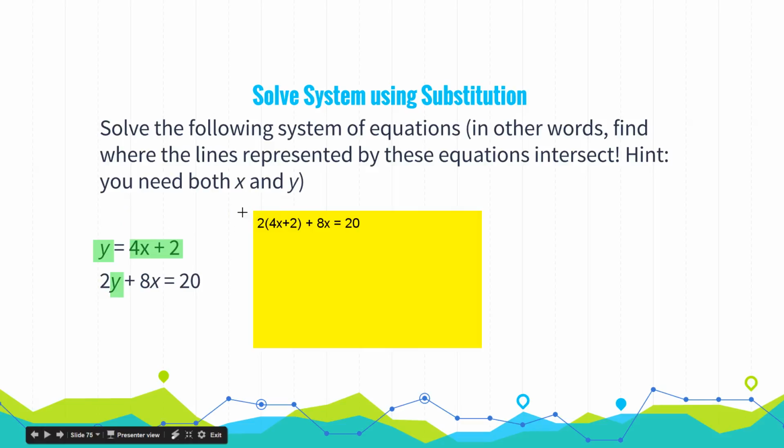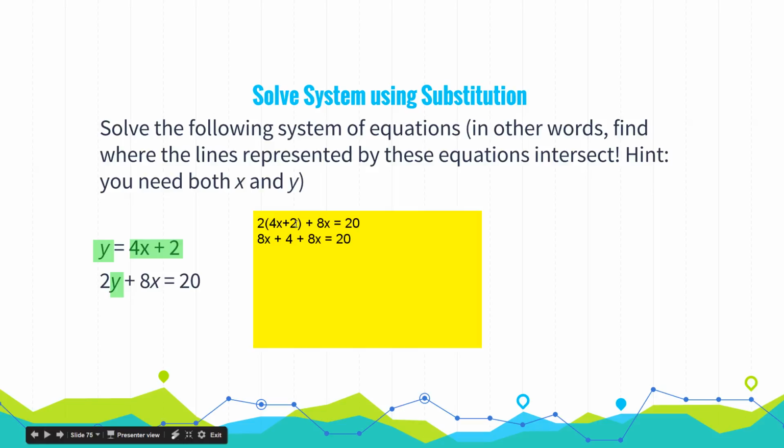Then simplify. Don't try to move things around until everything is simplified. We're going to take this 2 outside of the parentheses and multiply it by everything on the inside of the parentheses. So 2 times 4x gets me 8x, and 2 times positive 2 gets me positive 4. And then we still have that positive 8x equals 20.